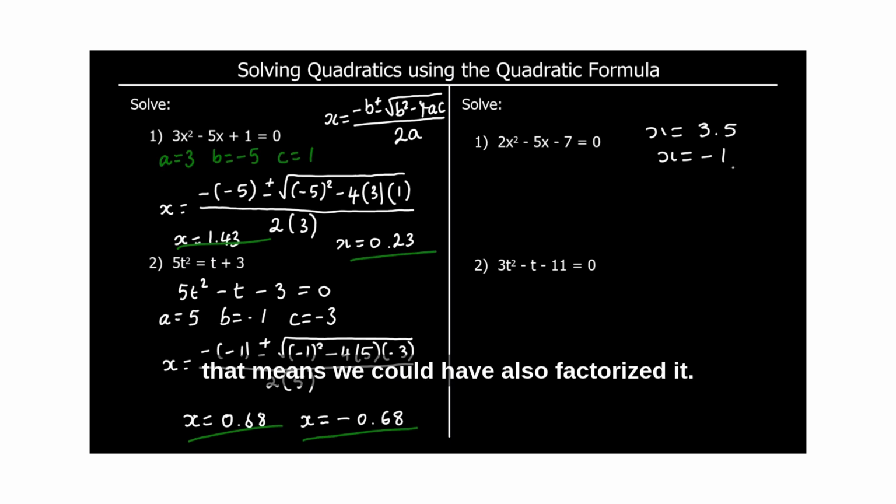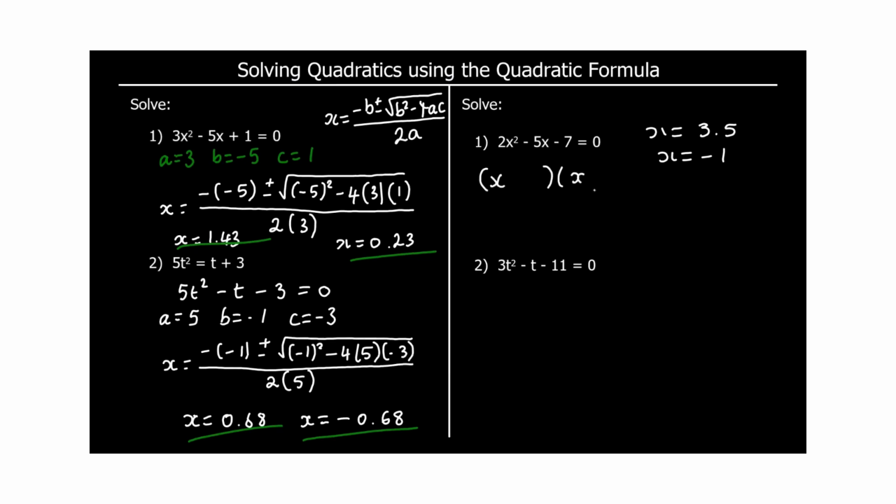Because we've got whole answers, that means we could have also factorized it. So it should factorize. So 3.5 will be 2x minus 7 and x plus 1. So 2x squared minus 7x plus 2x minus 7.